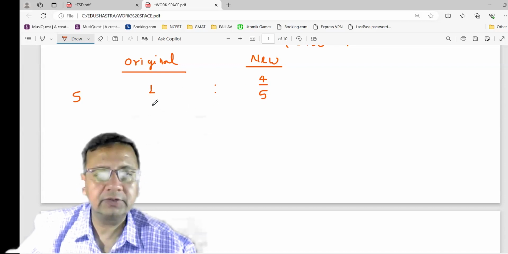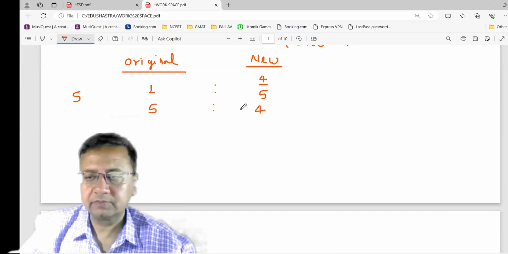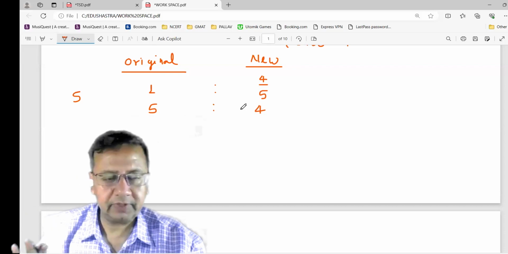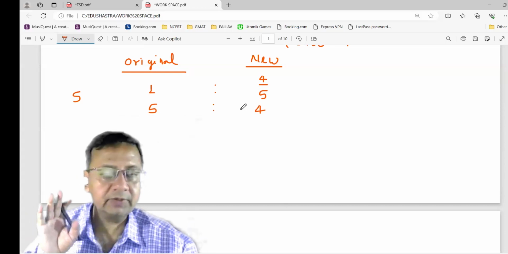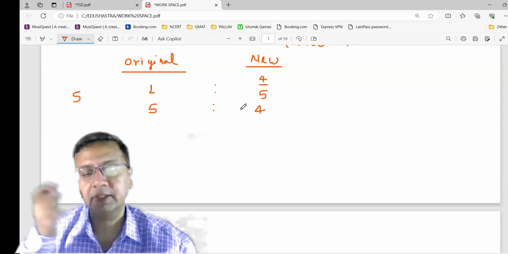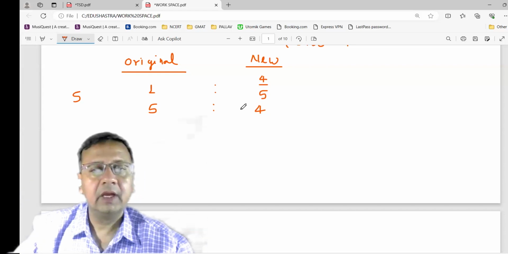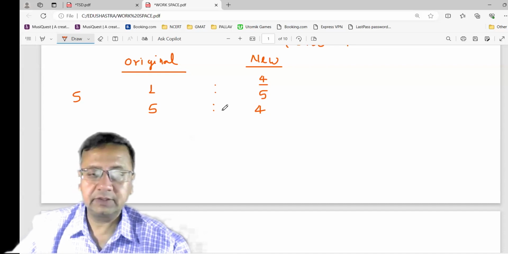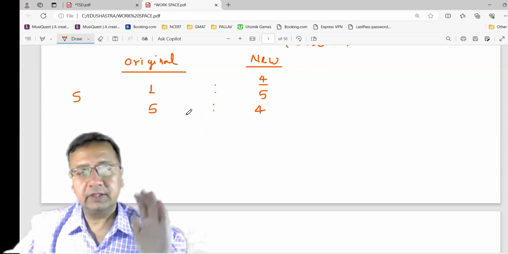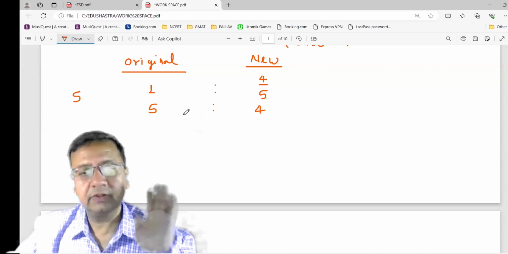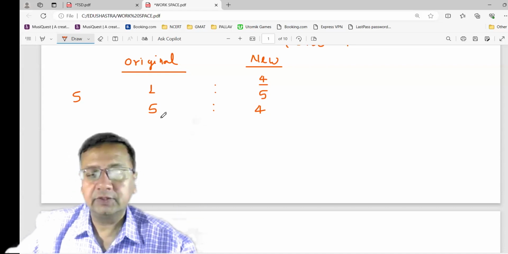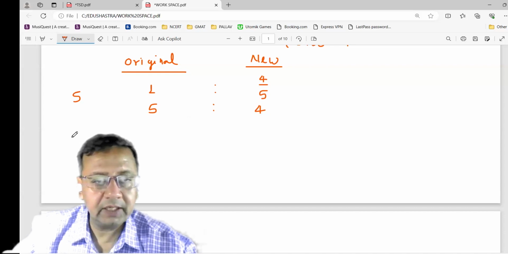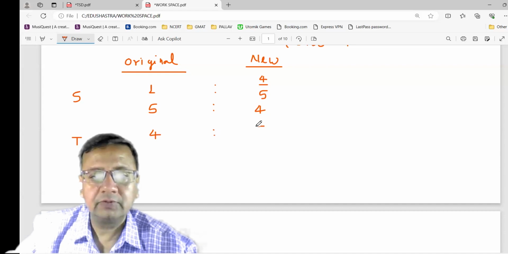So if the original speed is 1 and the new speed is 4 by 5, can I say the ratio of speed is 5 is to 4? Simple, easy. I'm not going very fast. I'm just explaining the concept so that you can apply it when we move to the exercise. Distance is constant, speed ratio is 5 by 4. So if distance is constant, speed is inversely proportional to time, so the ratio of time is 4 is to 5.